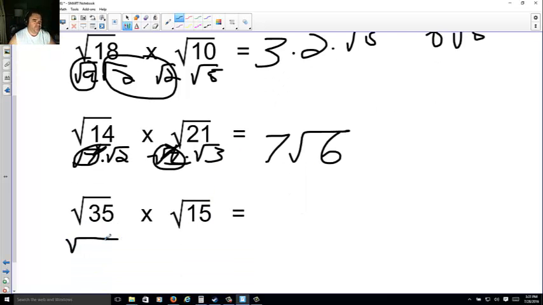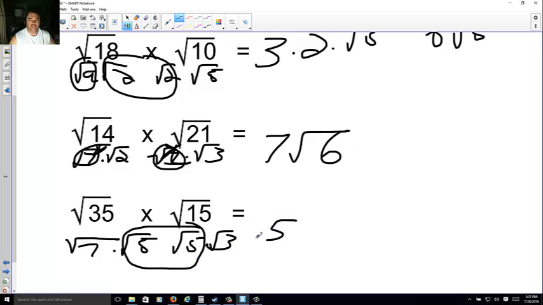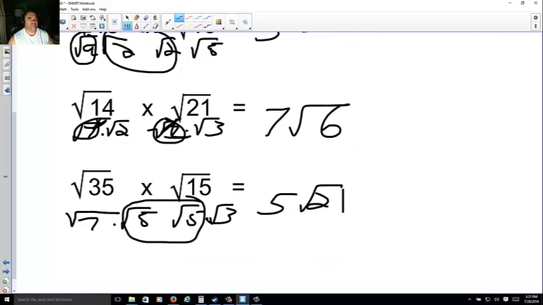This, well, 7 and 5. This, 5 and 3. 2 square roots of 5 make a whole 5. And 7 times 3 is 21. And there you have that.